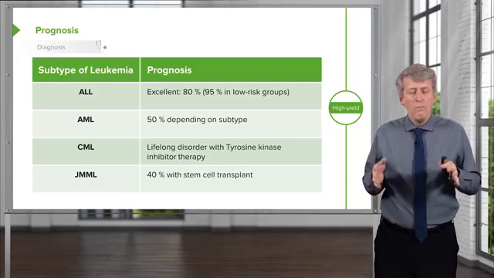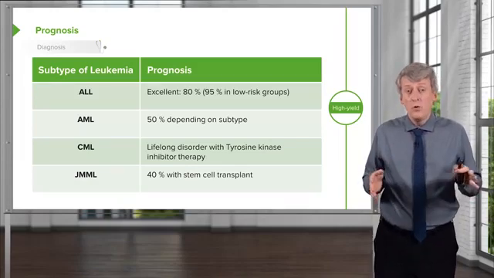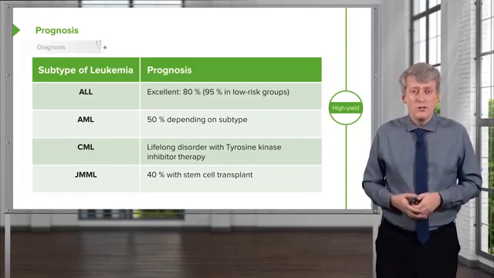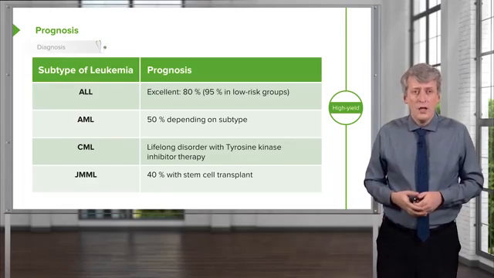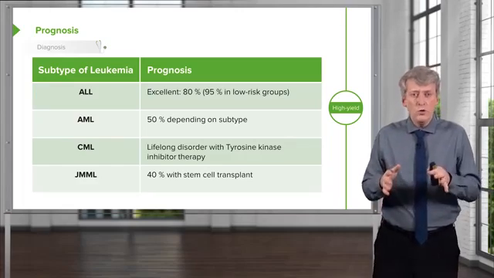But in general, most children have ALL, and most children have a pretty good prognosis, it being cancer. So that's my review of leukemia in children.